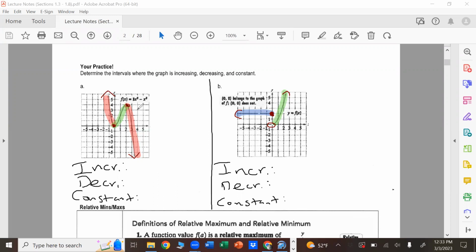Okay, increasing, decreasing. Let's talk about it. So where is this going to be increasing? From what to what? Good. Perfect. Thank you, Estelle. That's outstanding. That's it. And then none for constant. It's never constant, because it's clearly rising.